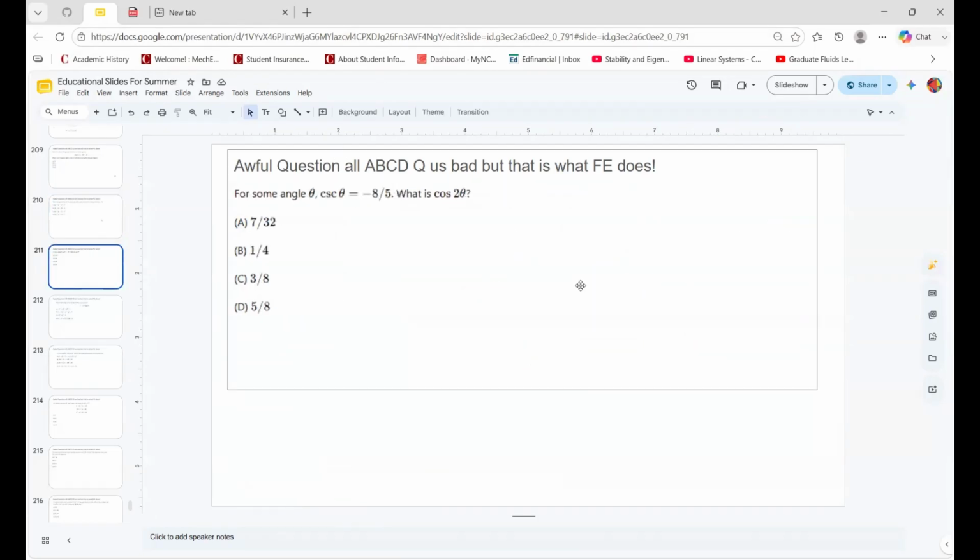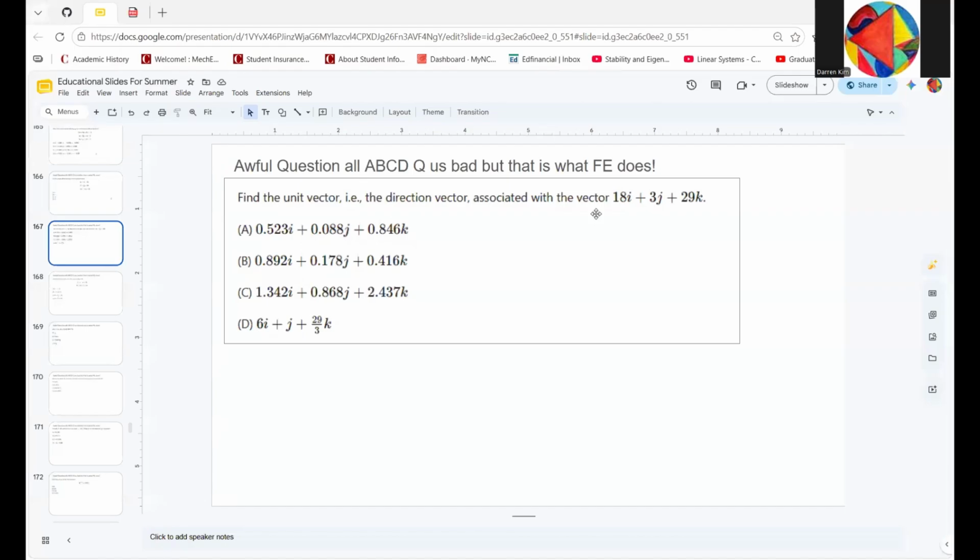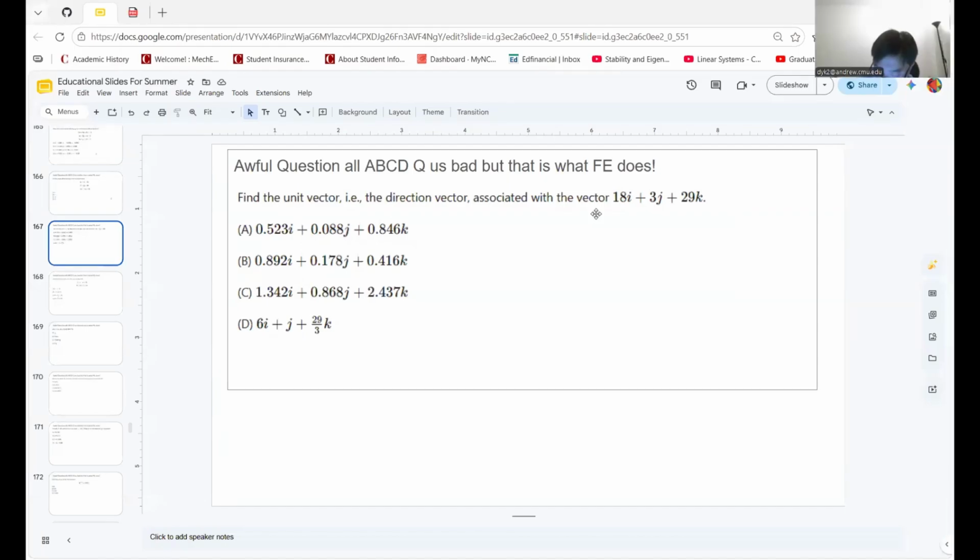For some angle, this is true. What is cosine 2? Okay, so secant is equal to 1 divided by sine, I believe. Theta equals -8 divided by 2. So you can do -5, sorry, 5 divided by 8 equals sine of theta. And then you can do arc sine, which is inverse, of 5 divided by 8 negative. Okay, let's finish this up. I messed up a little bit.